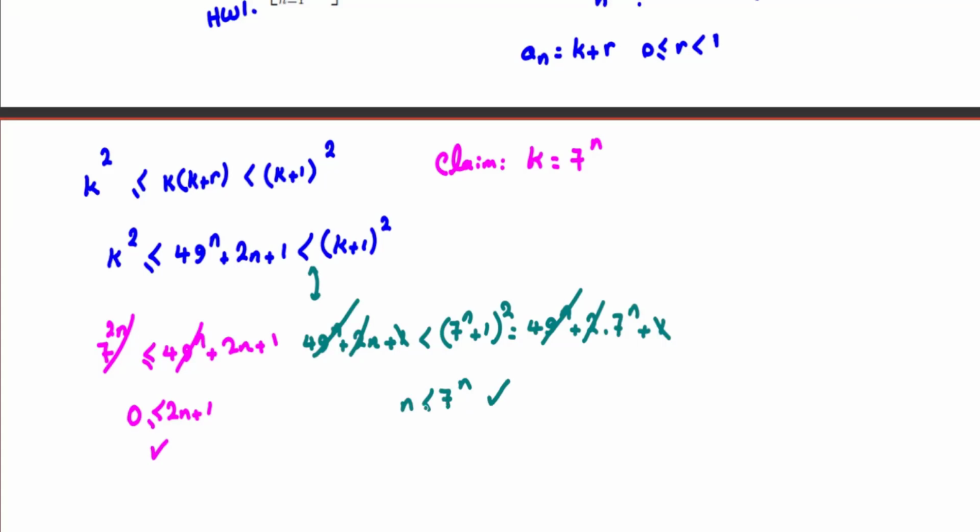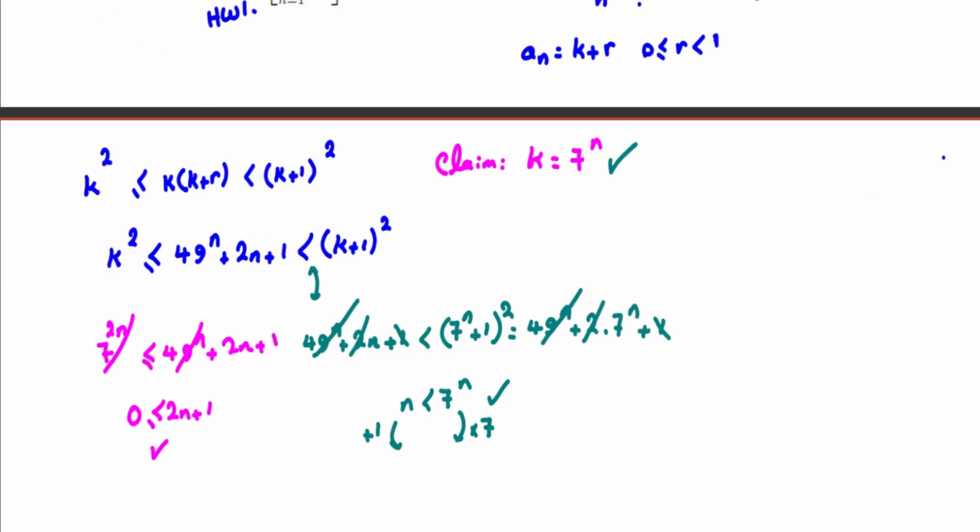For n equals 1 it is correct, and in each step this one will be plus 1, this one will be multiplied by 7, right? So always this one will be greater than this one. So for 7 to the n, this inequality will be satisfied, right?